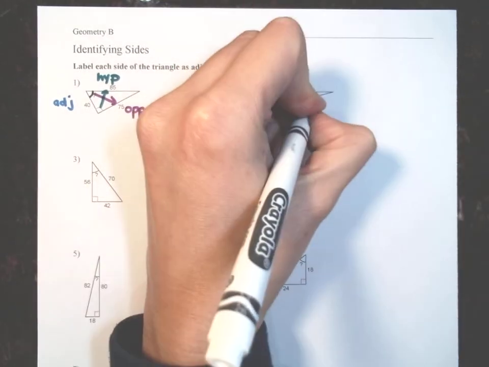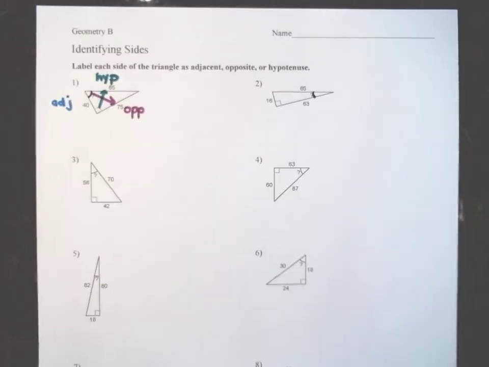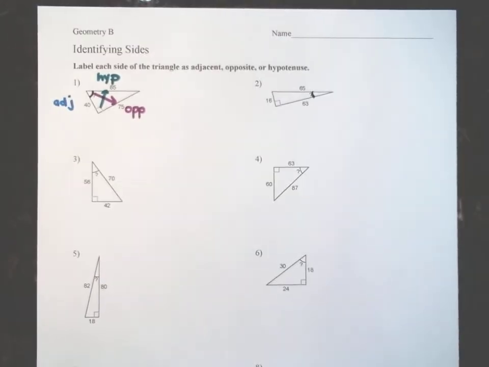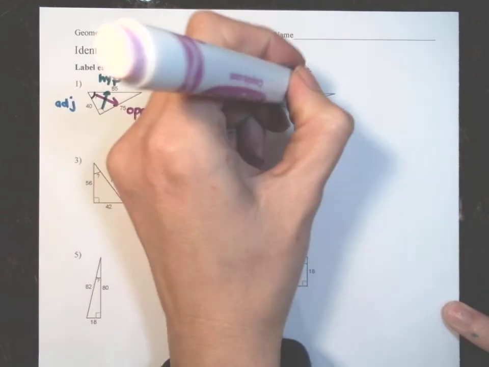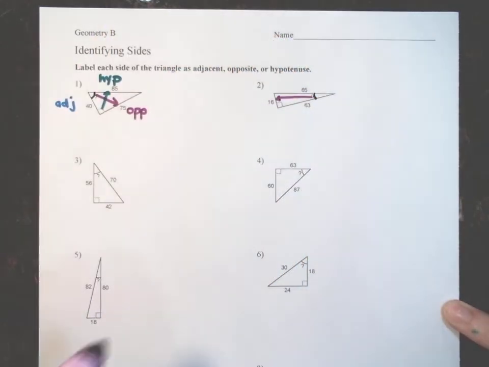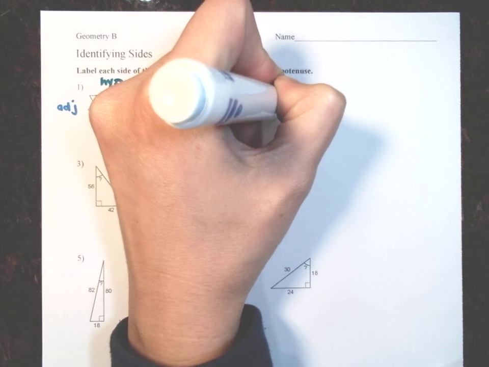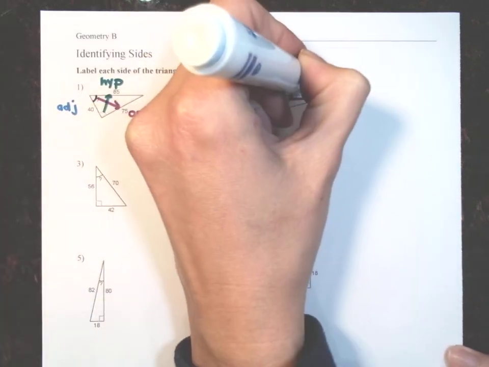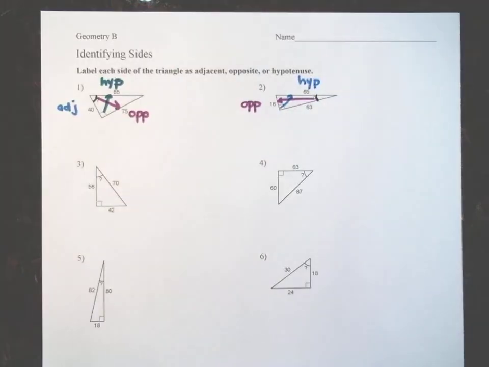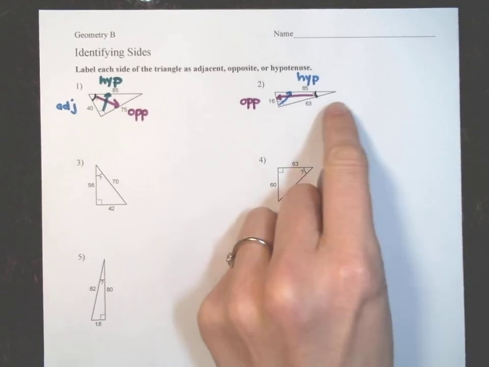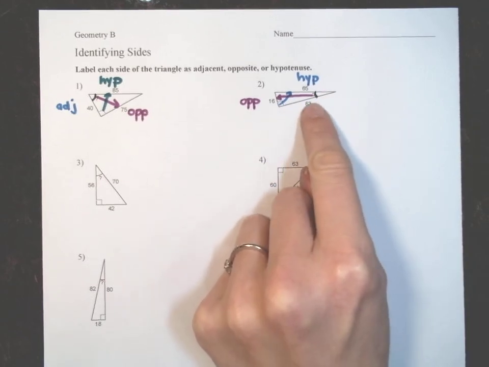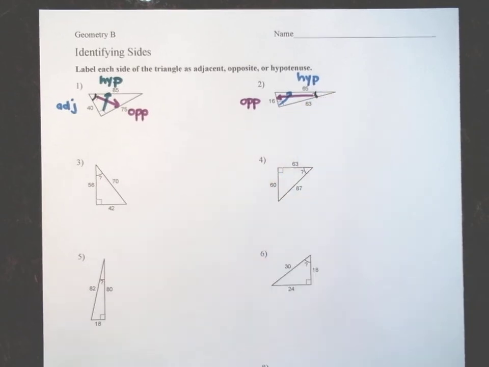Number 2, we're looking at it from this angle. So from this angle, the opposite side is the side opposite of it, which would be 16. Then we want to label the hypotenuse, which is across from our 90-degree angle. And then this is our adjacent side, the side that's left, that's right next to the angle.